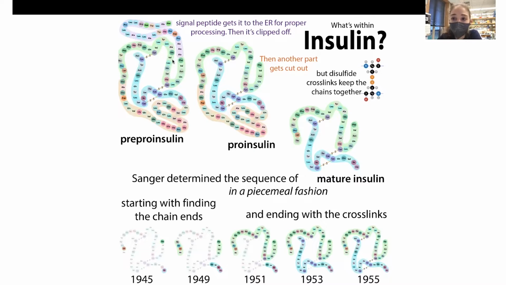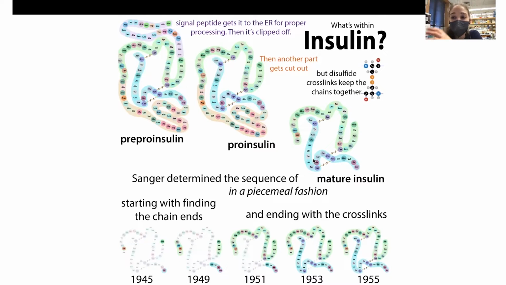Then the signal peptide gets cut off because you don't need it once you've already been taken to the ER. And so now you have proinsulin. Then another part gets cut out, and you get another cut. Since you're cutting out the middle part, you're left with 2 shorter chains, but it's okay because these chains are going to stay stuck together through these disulfide crosslinks. I'll talk more about these later, but these are basically strong bonds. And so your mature insulin is actually 2 chains linked together through these crosslinks.